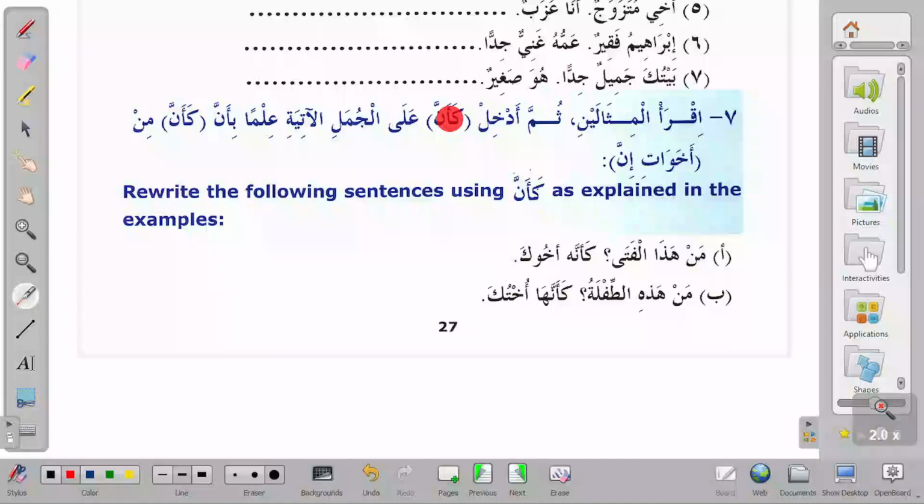As if. So when you say ka'anna, it means as if. Ka'anna means as if. So if you say ka'annaka maridun, it's as if you are sick. That's the meaning of ka'anna.